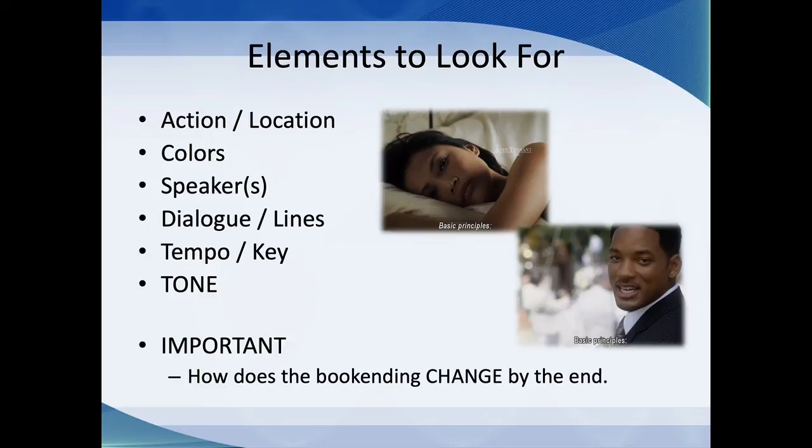But then the big note is there at the bottom of this. Not only do we have to notice the details from the beginning to the end, but we have to notice how the book ending changes by the end. It's not good enough to say, oh, they're both taking place on a beach. Interesting. It's the same speaker. They say the same exact lines. They say them with the same exact tempo. That's part of it. But there must be some amount of difference. So we have to figure out what has caused that difference, what the characters learned that made that book ending change, and therefore what we can learn from that change as well.